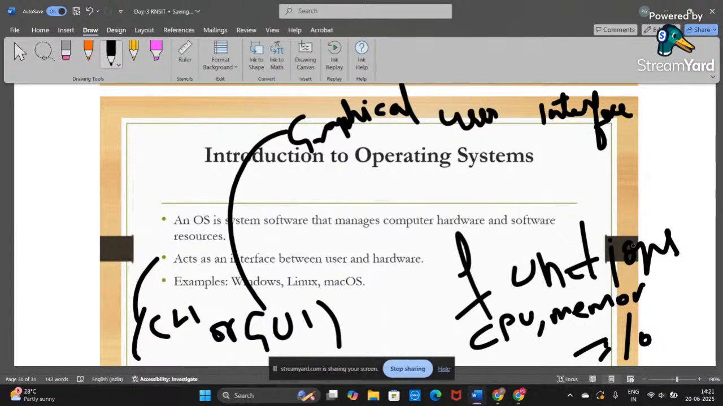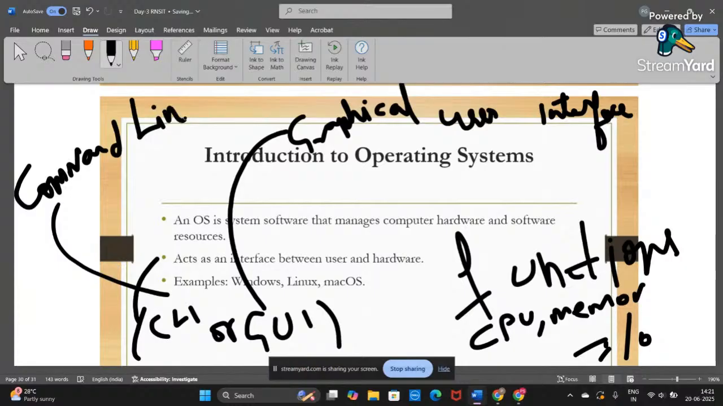Then what is CLI? Full form? Command line interface. CLI stands for command line interface. Got it? Okay.